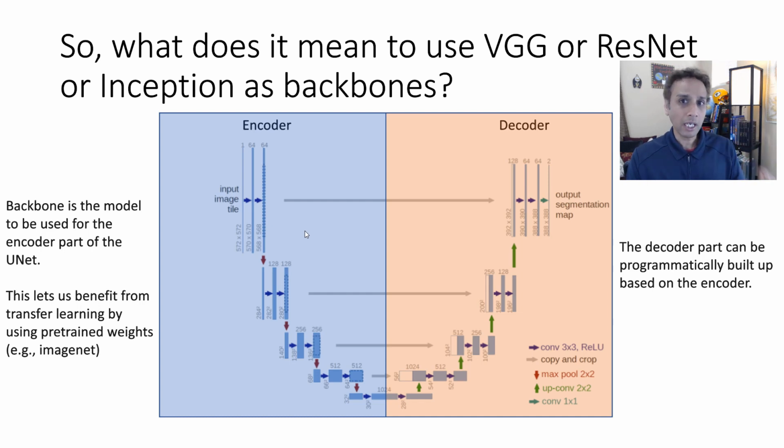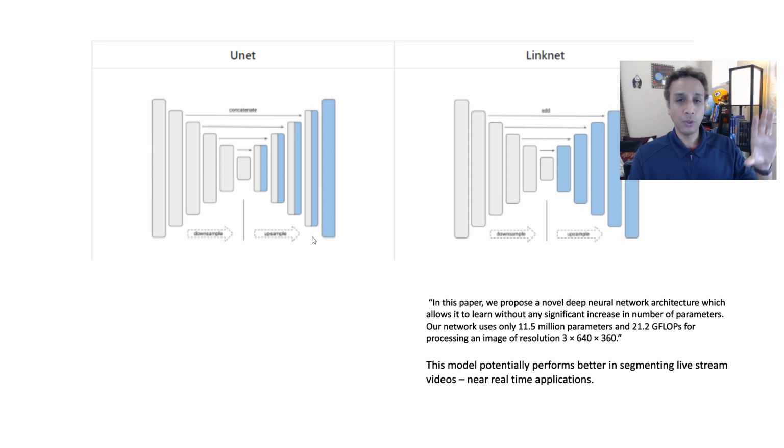What we are going to talk about today is using the same backbone, for example ResNet, but on two different types of architectures. I have talked about Unet in many videos. LinkNet is the first time I'm talking about it, and here's a quote out of the original paper by the authors.